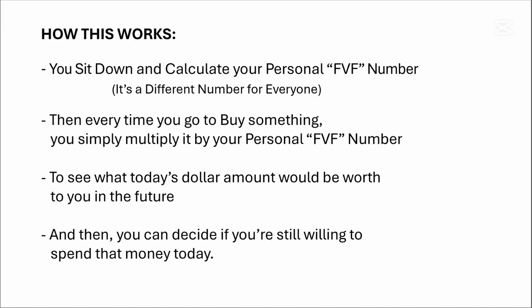How this works is that you basically sit down and calculate your personal FVF number. It's a different number for everyone. Then, every time you go to buy something, you simply multiply it by your personal FVF number to see what today's dollar amount would be worth to you in the future. And then you can decide whether you're still willing to spend that money today.